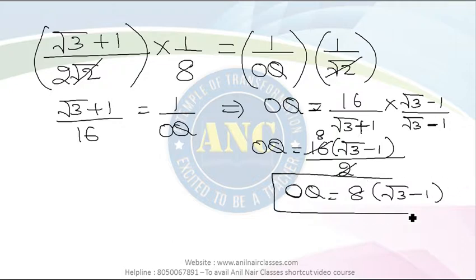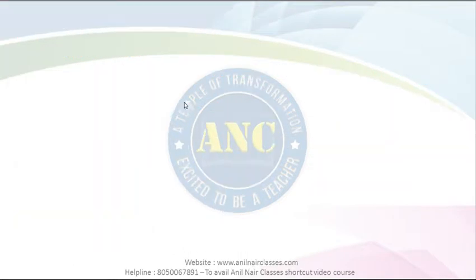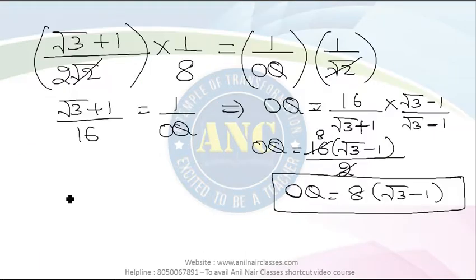First of all, why are we finding OQ value? Because that is the only one parameter which was not known to us to find the area of the triangle POQ, which is asked in the question. Substitute back, you will get the answer. Simple, right? Why are you waiting? What are you waiting for?